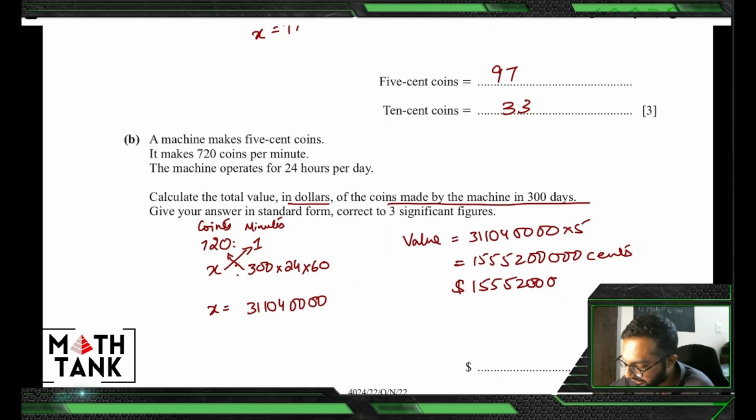Okay, converting that into standard form, 1 2 3 4 5 6 7. So it's going to be 1.56, correct to three significant figures, times 10 to the power 7.